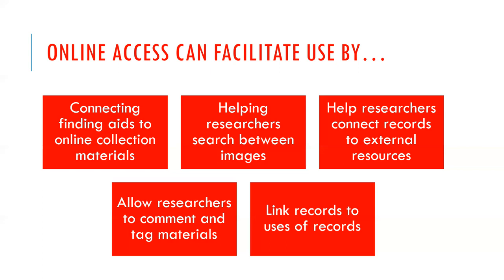So it could be a link to an article that someone wrote based on Samuel J. Tilden's papers. It could be a history of civil rights protests in Milwaukee that someone wrote using the Eldon Murray papers. You know, there are a whole bunch of uses of records, and providing some kind of link to them, again, either through an online finding aid or through an online collection, can really be valuable for researchers.